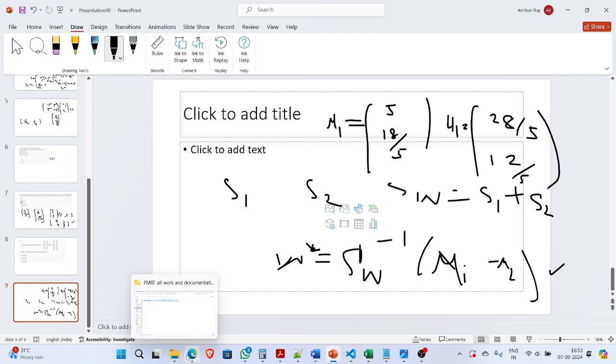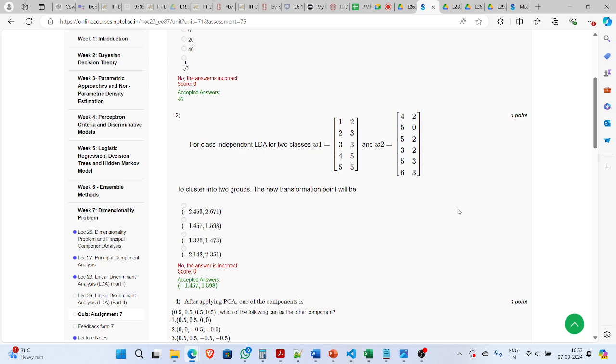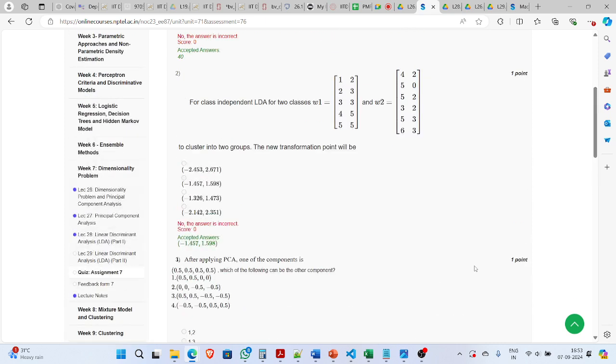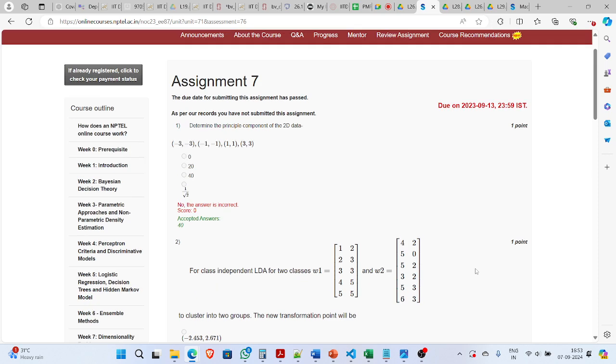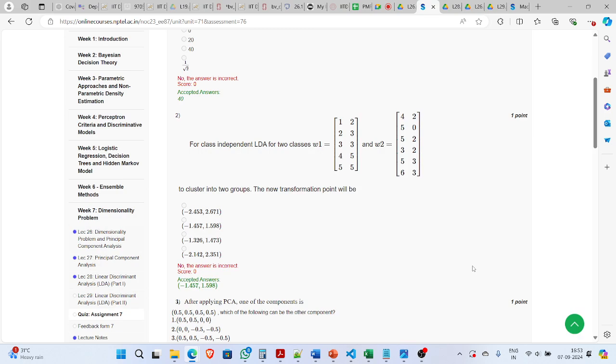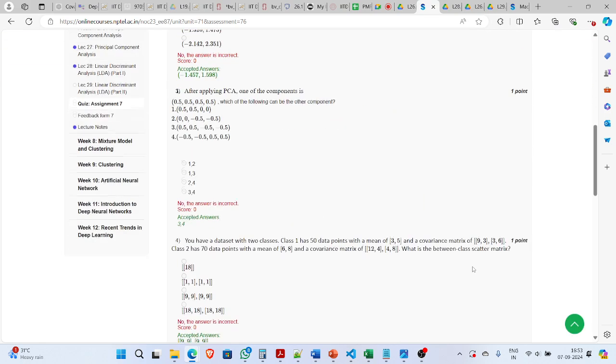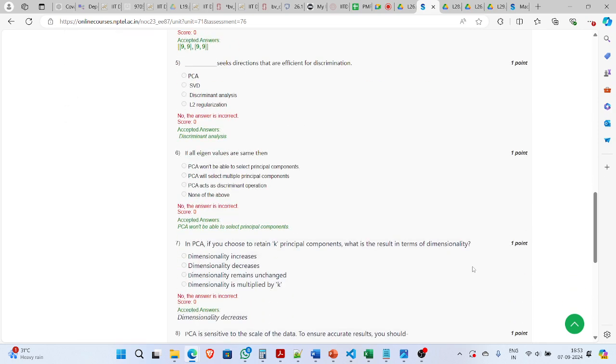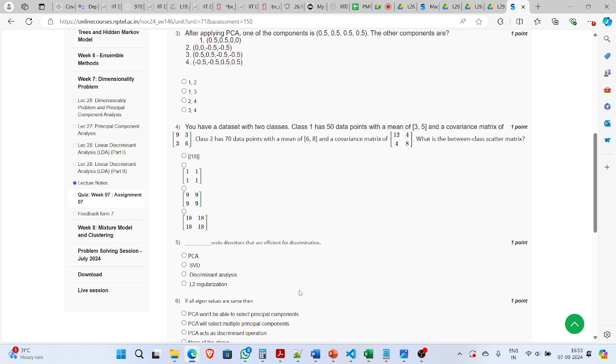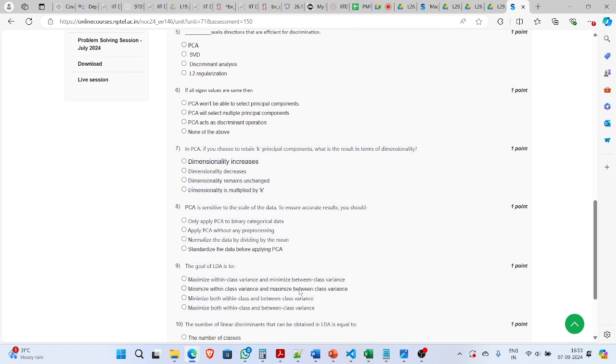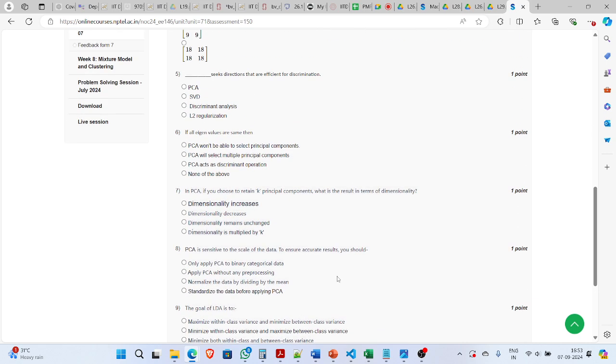So this is what you have to do. The calculation is long, so I'm not doing it, but you can do it to get the answer. And now for the last part, we go to these questions.